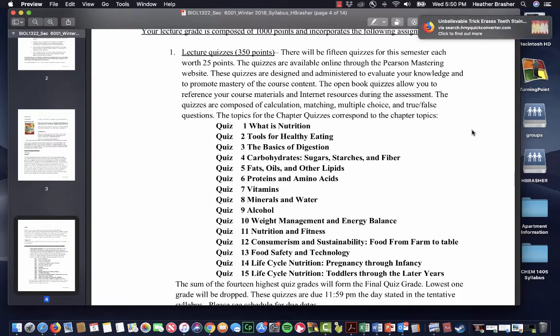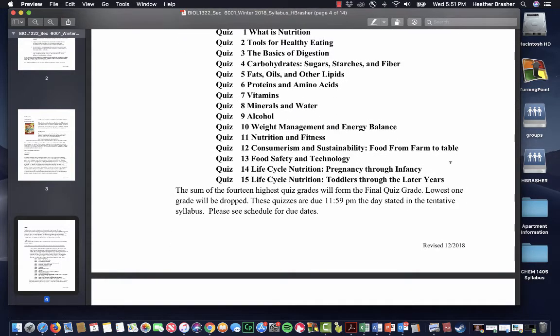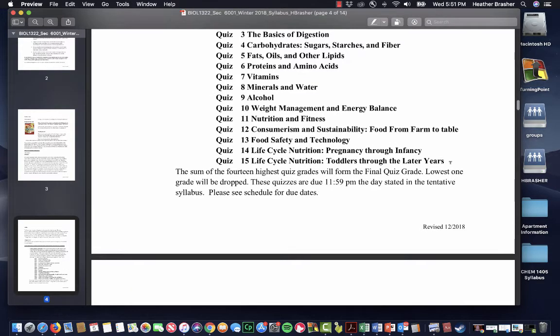They are open book quizzes, so it allows you to look through and reference course material or internet material if you need to. They comprise calculations, matching, multiple choice, and true and false. So keep that in mind as you go through. You have quiz 1 through 15, and I've told you what they actually cover. They relate to the different chapters, so basically you have a quiz for each chapter. The 14 highest quiz grades will become your final quiz grade, and the lowest one will be dropped. The quizzes are due 11:59 on the day stated in the tentative syllabus, so see the schedule for due dates.